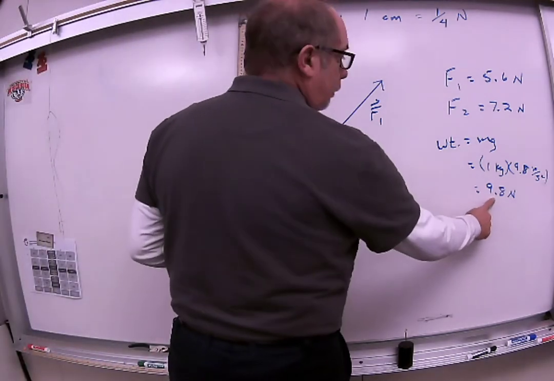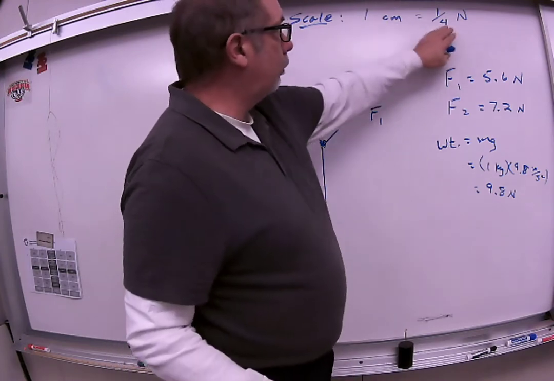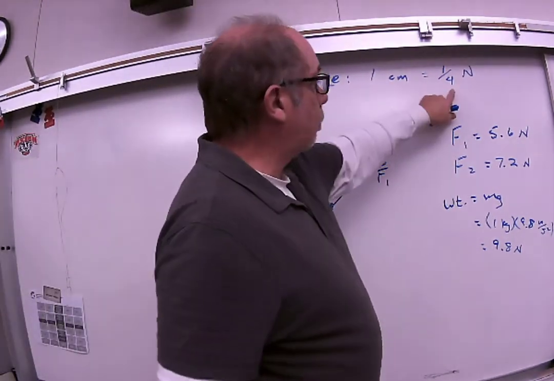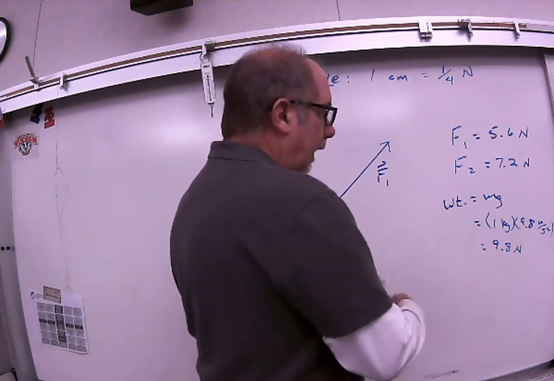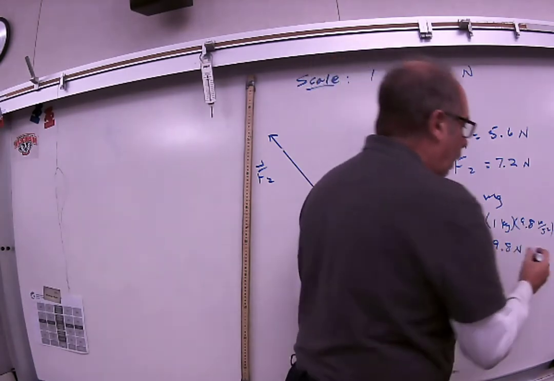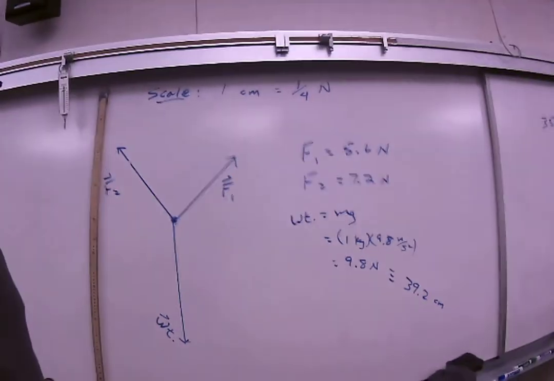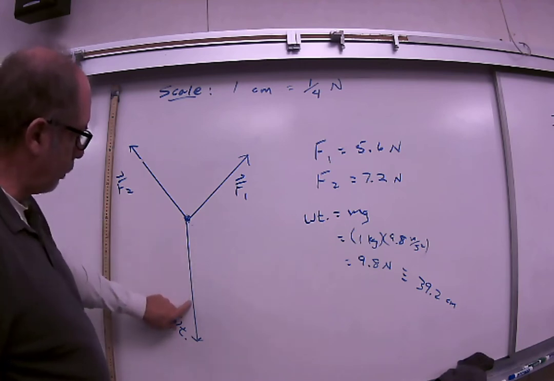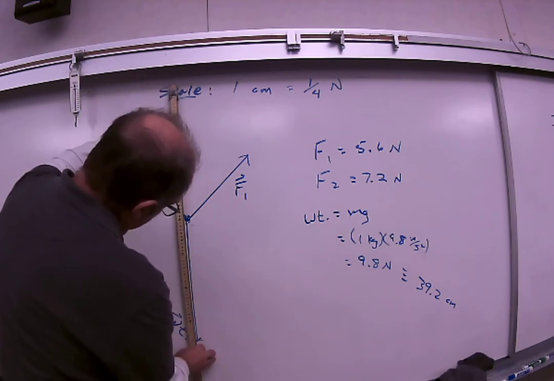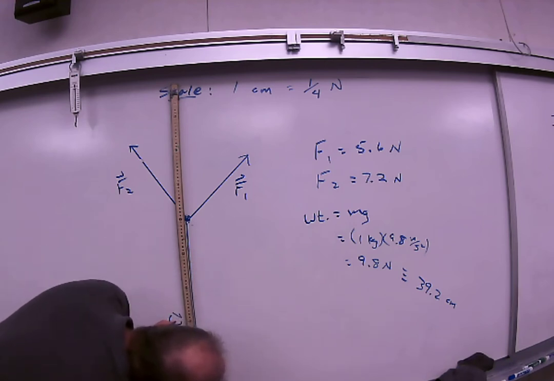So this 9.8 newton vector, how many centimeters long will I draw that line? Well, if 4 centimeters represents 1 newton, I'm going to multiply 9.8 times 4. So 9.8 newtons will be equivalent to 9.8 times 4, which is 39.2 centimeters, according to this scale. I'm going to draw a line that's 39.2 centimeters long, straight down. I can't start at 0 because I don't have enough, so I'll start at 40. And 39.2, so 10, 20, 30, 39 point 2, right there.